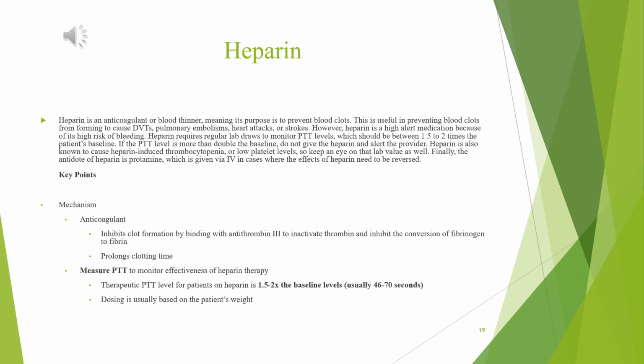And these PTT levels should be between 1.5 and 2 times the patient's baseline. So if the patient's PTT level is more than double the baseline, we're not going to give the heparin and alert the provider. It's also known to cause heparin-induced thrombocytopenia or low platelet levels. So we need to keep an eye on those lab values. And the antidote of heparin is protamine, which is given via IV in cases where the effects of heparin need to be reversed. So with heparin, we're going to monitor the PTT, and it should be 2 times the baseline.